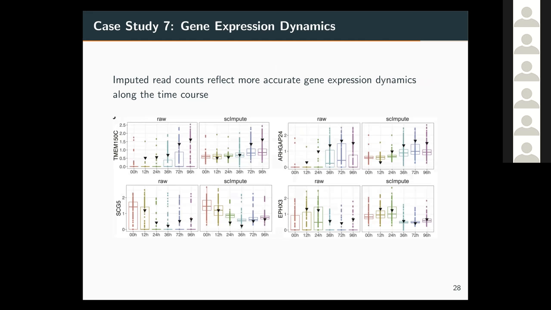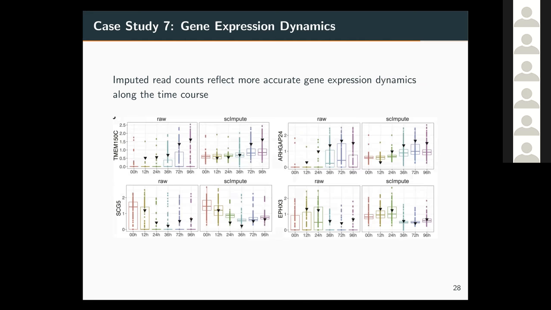So if we just analyze the raw data, it's very difficult to discover the expression pattern of this gene. However, after we apply scImpute to the data set, we can see that the imputed value actually also shows an increasing pattern along the time course, which is consistent with the bulk data. And actually all the four genes are showing a similar message. And these results suggest that the imputed read counts by scImpute actually reflect more accurate gene expression dynamics along the time course.